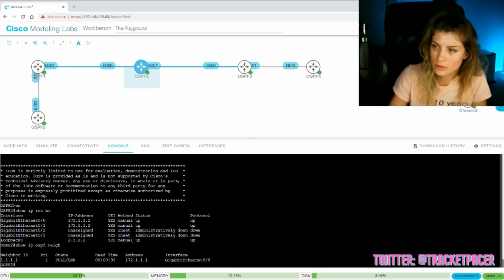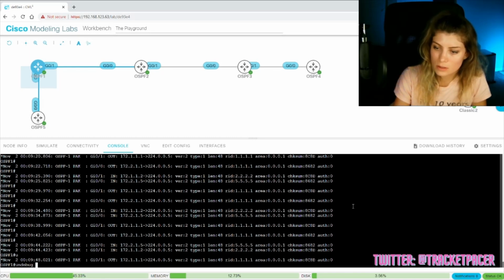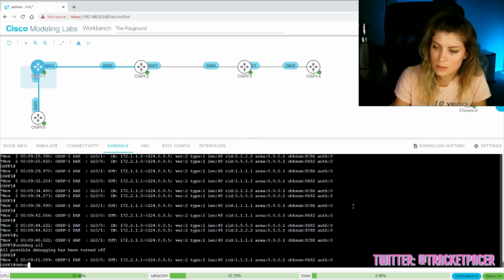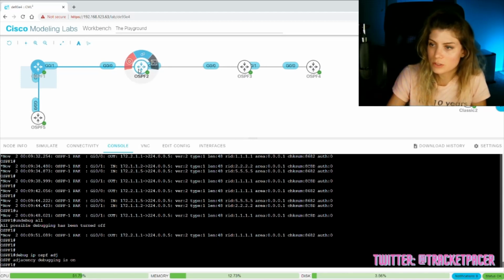Should have 2 neighbors on OSPF 2. We only have 1. Okay, so we have a problem with connectivity between 2 and 3 as well to troubleshoot. Wow, this is gonna get annoying. Okay, debug. No. There we go. Debug IP OSPF adjacency for now. We'll just have adjacency on.